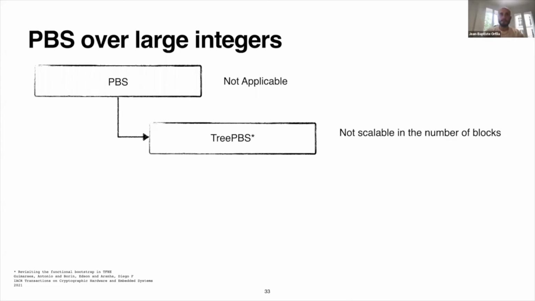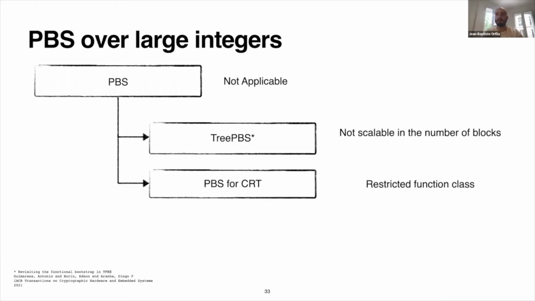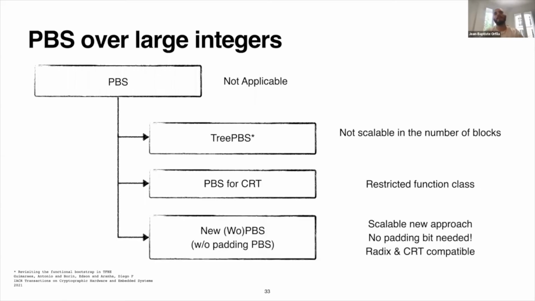Here we are going to see 2 alternative ways to compute PBS. The first one is the PBS for CRT, but it comes with some restrictions on the class of functions you can compute. And then we will see a new PBS, also called WoP-PBS. The WoP is for without padding bit. The advantage of this PBS is that it scales very well with the number of blocks. It doesn't need any padding bit. And it is compatible with any representation we want to use, meaning the Radix or the CRT one.